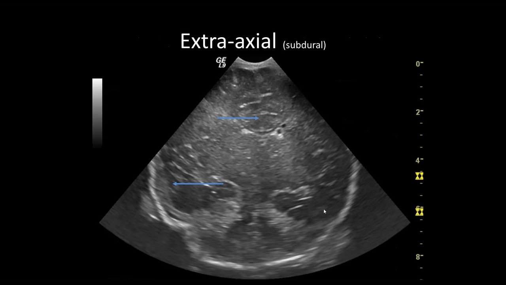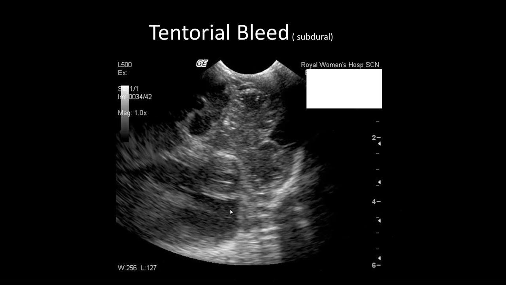This is also an extra-axial bleed. You've got an increased echogenicity. The cortex has been pushed away from the bone, and you've got a thickening of the hippocampal gyri. So this is blood layering around the bone and on the temporal horn. This one here is also very difficult to see, but this is a tentorial bleed. It's quite a circular area, best seen in the mastoid fontanelle view, and this was also confirmed on MRI to be a tentorial bleed.